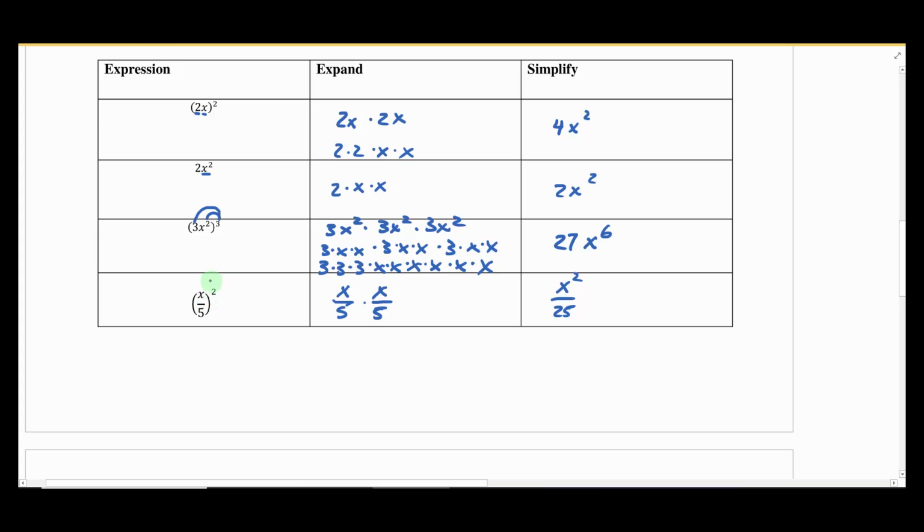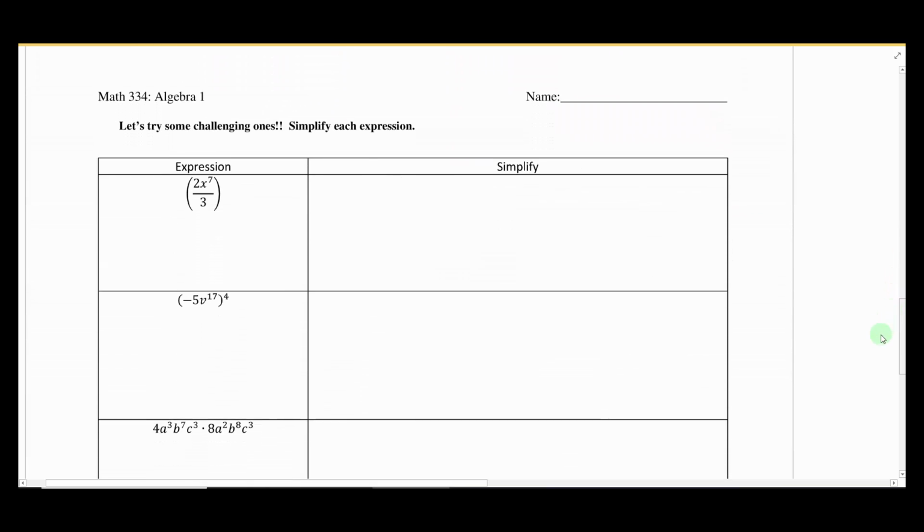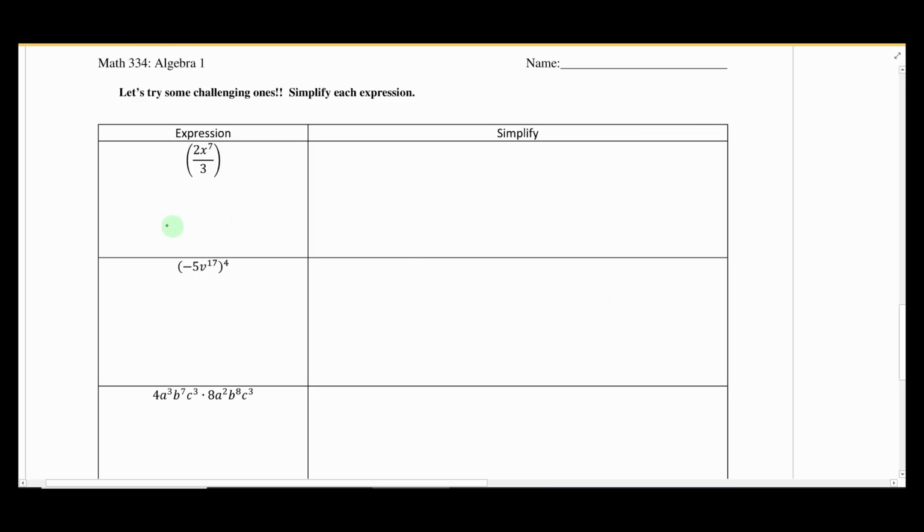It really doesn't look like anything special happened, but we applied that exponent to the top, right? So x squared, and then we also apply the exponent to the bottom of the quotient. So we do 5 squared and we get 25. All right, keep going. We're going to try some challenging ones here, get a little bit more complicated.